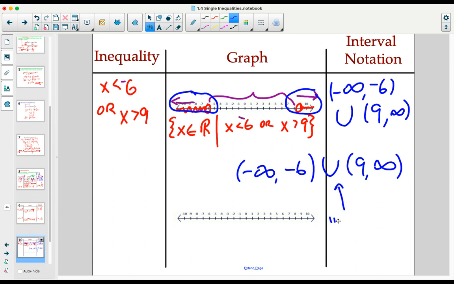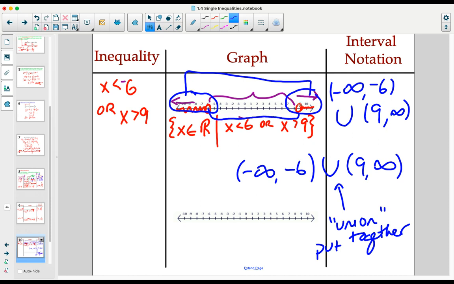This is a representation for the word union, which literally means for us, put together. So it's saying put together the one on the left, negative infinity up to -6, with the one on the right, 9 up to infinity. And when we union those two together, we imagine these two sections both being part of the solution. That leaves out the part that we don't want in the middle and just keeps the parts on the outside. We're going to use this union symbol anytime we need to join together two separate inequalities that make up the solutions together.